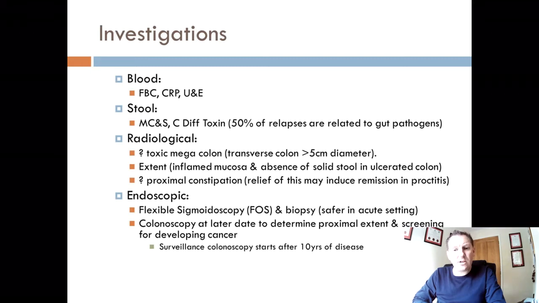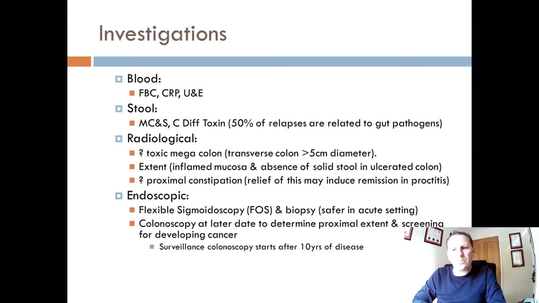Then thinking about radiological tests, well, we've talked a little bit about x-rays already. Our main reason for doing x-rays in inflammatory bowel disease is if we think someone's got toxic megacolon, because that's a surgical emergency, that's not going to get better with medical therapy. But we've already seen a little bit that we can assess the extent of their inflammatory bowel disease with that evidence of inflamed mucosa or absence of any solid stool in inflamed ulcerated colon.